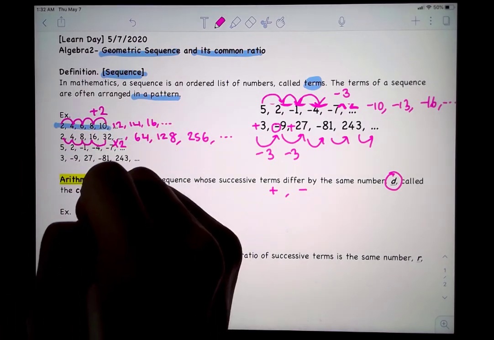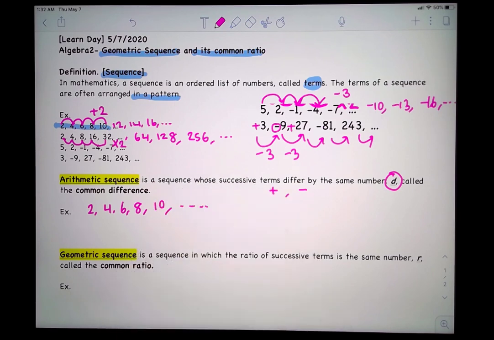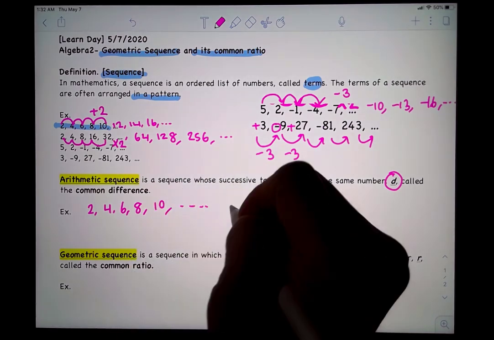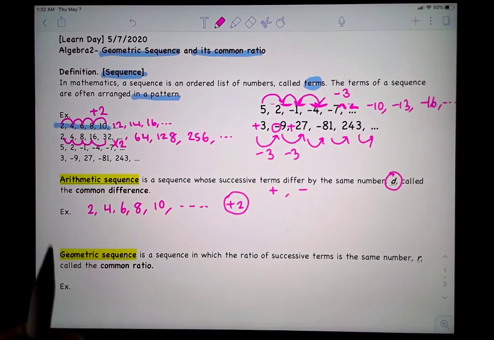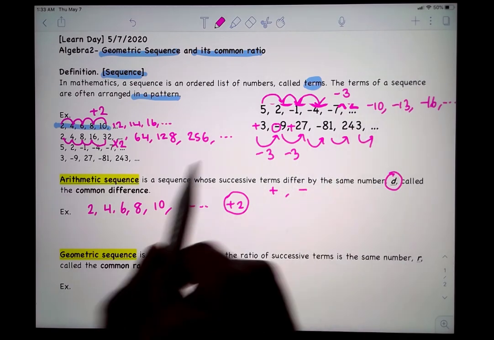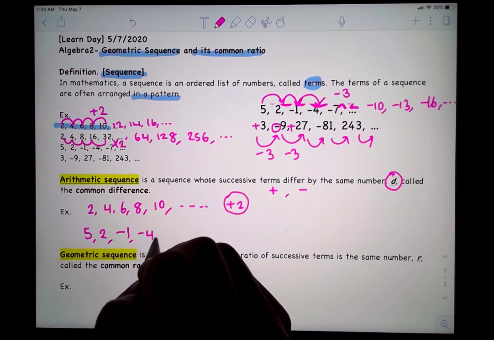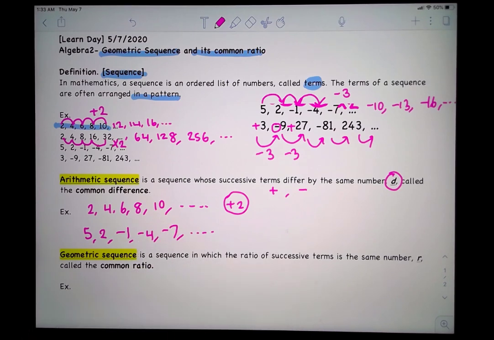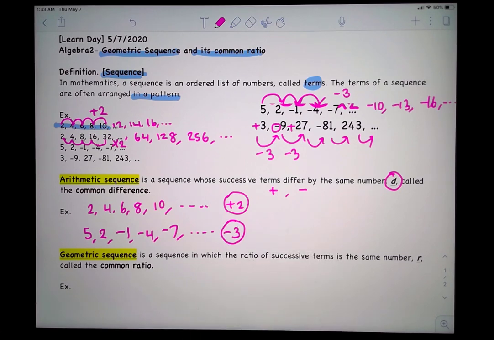So I'm going to copy it here. 2, 4, 6, 8, 10. This one keeps adding 2, plus 2, right? This is my pattern. And then what else? That one was times 2. This one is times negative 3. And this one was minus 3, right? So 5, 2, negative 1, negative 4, negative 7. This sequence, your pattern is minus 3, right? So if your pattern is plus a number or minus a number, then we call that an arithmetic sequence.